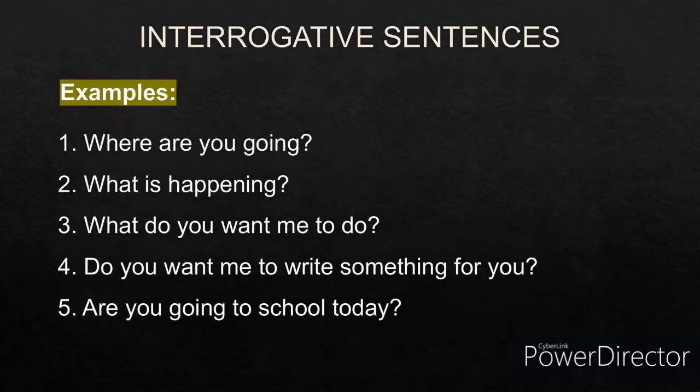Let us look at the examples. Where are you going? What is happening? What do you want me to do? Do you want me to write something for you? Are you going to school today? These are all interrogative sentences because they end with a question mark and begin with a WH type question.